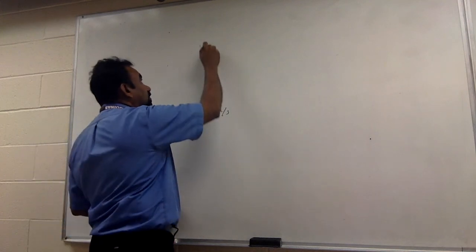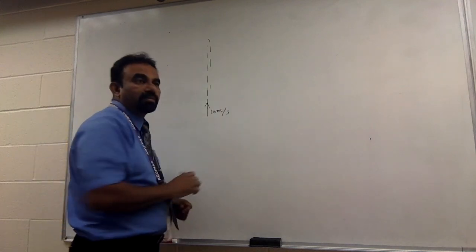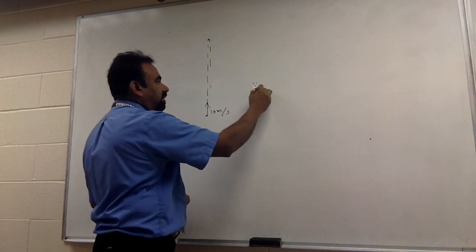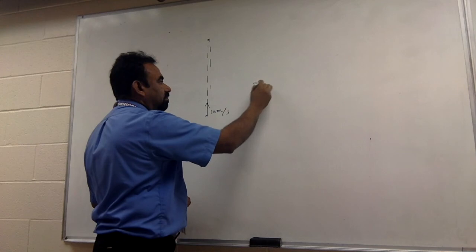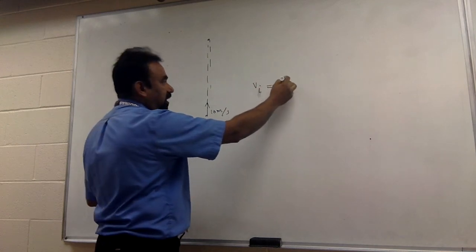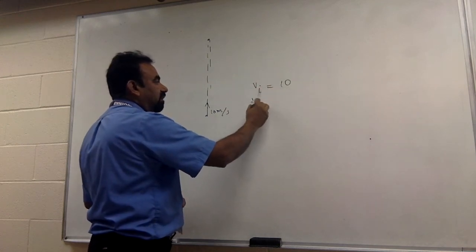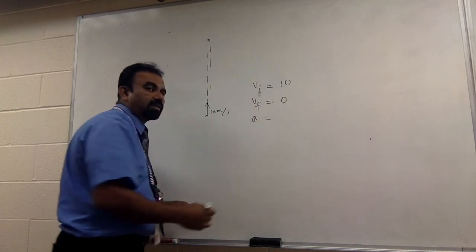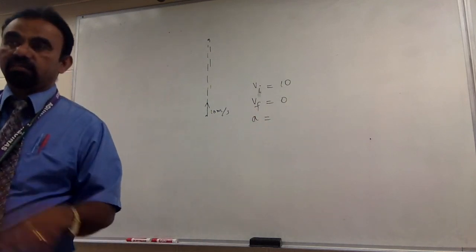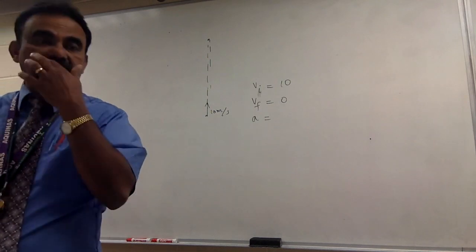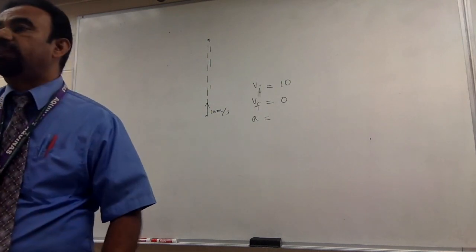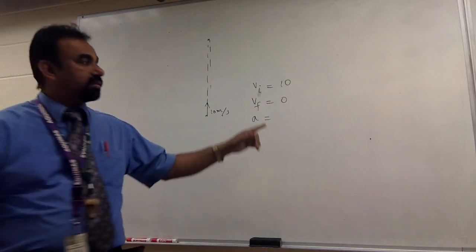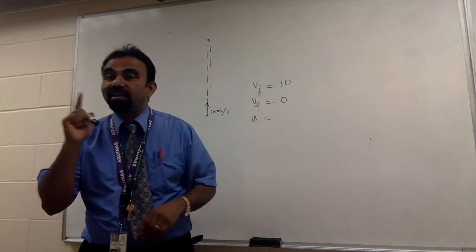So this is how it goes on the moon. Again, back to the same spot. What is the piece of data that you have? Vi equal to 10. What is Vf? 0. What is acceleration? You need the acceleration on the moon. The acceleration due to gravity is 1.5 meters per second squared. So what do you write here? Negative 1.5.